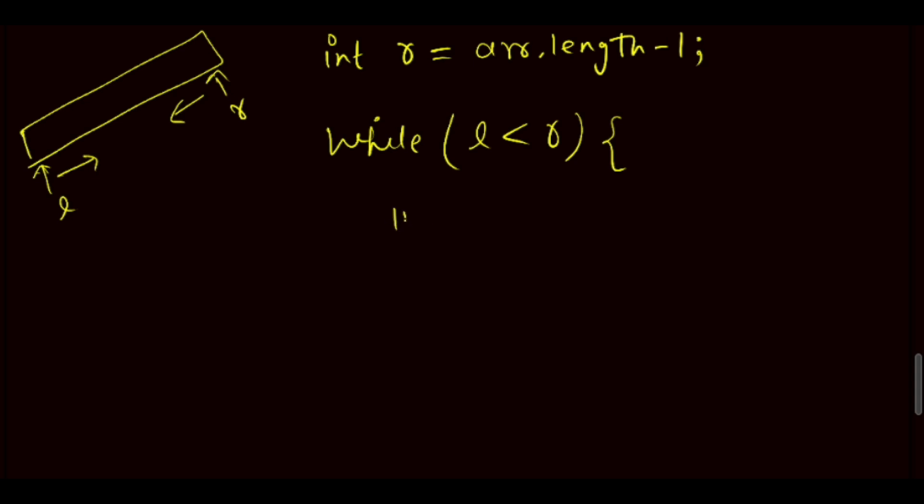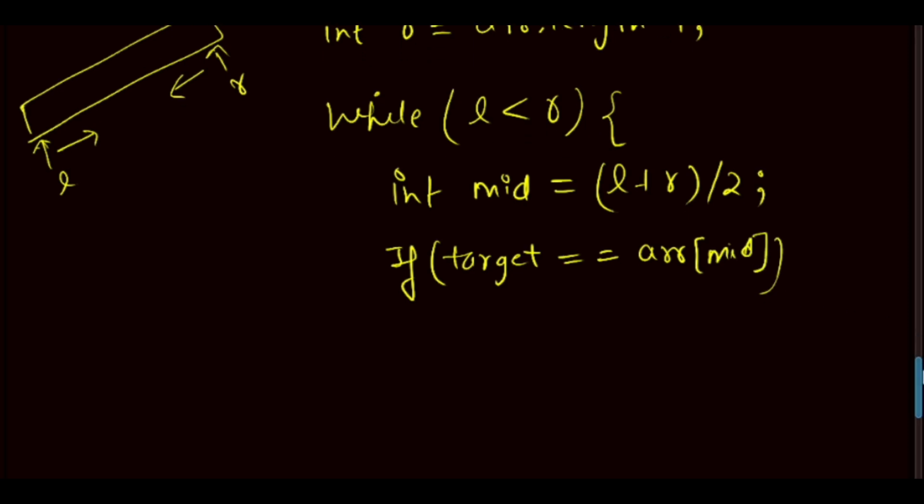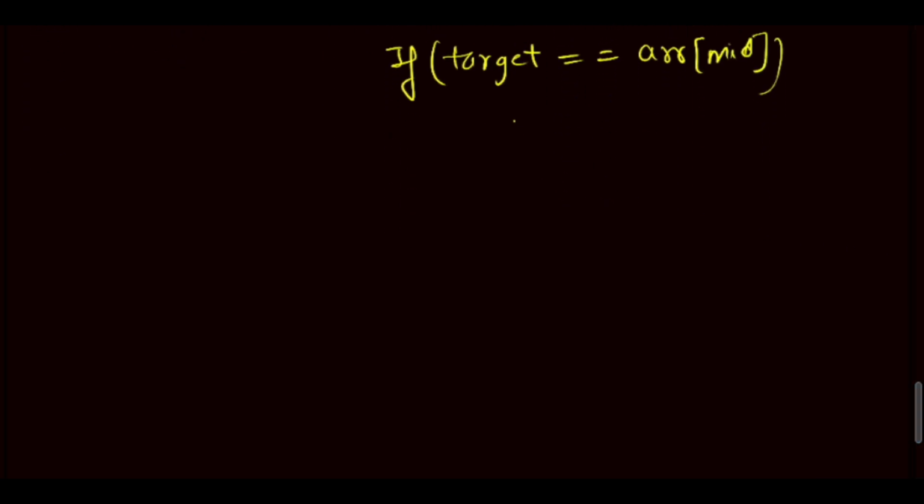So what I'll do is I'll calculate mid at each iteration, and I'll calculate this by using L plus R by 2. Now I'll compare this mid element to the target. If it is equal to the target, then I will just return true from here.